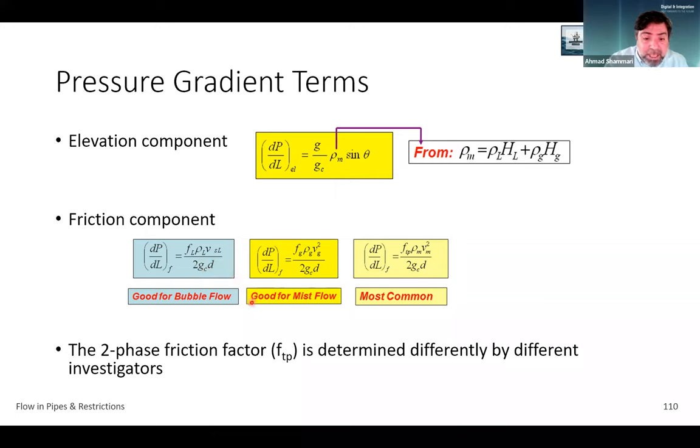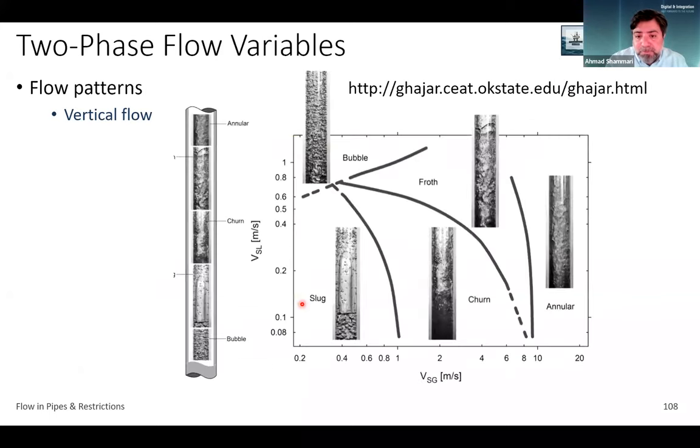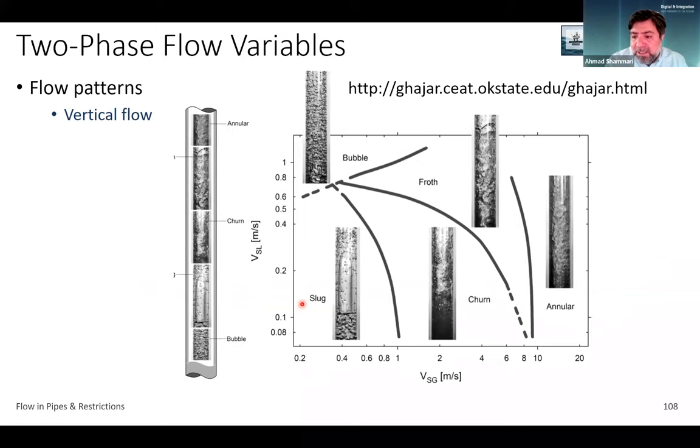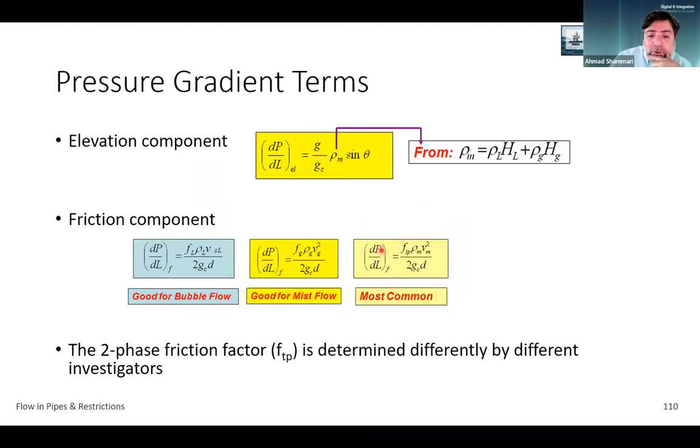But if we have mist flow, what is the mist flow? Mist flow is when we have mainly gas, right? Similar to the annular flow, for example, but mist flow is completely the opposite of the bubble flow. Mist flow is mainly gas with droplets of liquid. And that's why for mist flow, we have all the terms here related to gas. We look into the frictional pressure drop, the friction factor for gas, gas density, and gas velocity.